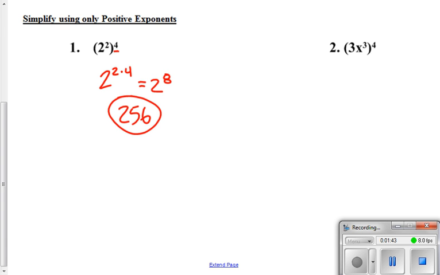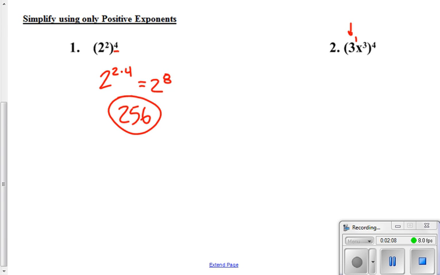Example 2, you have 3x to the 3rd, and that is raised to the 4th power. Again, you can write out 3x to the 3rd 4 times the long way. Otherwise, go ahead and raise power to power. You need to be careful. There is one mistake that a lot of people will make. Everything is raised to the 4th power, meaning the 3 is raised to the 4th power. This really has an exponent of 1, and x has an exponent of 3.